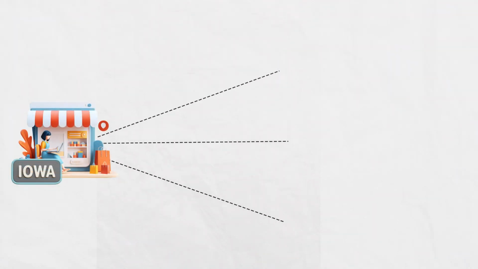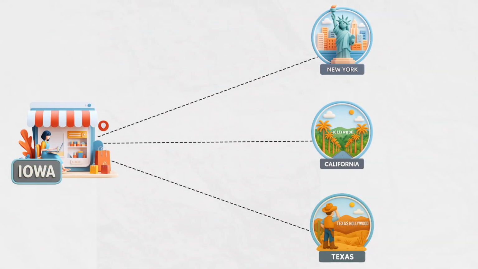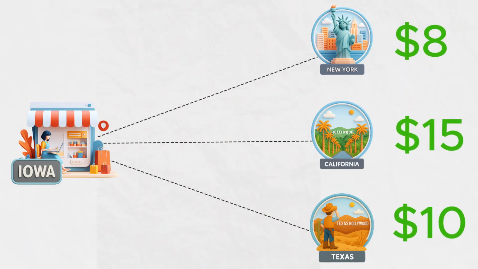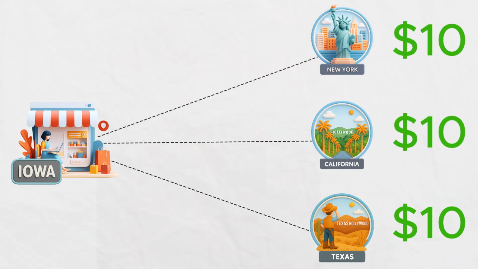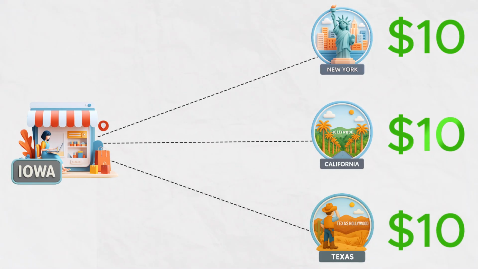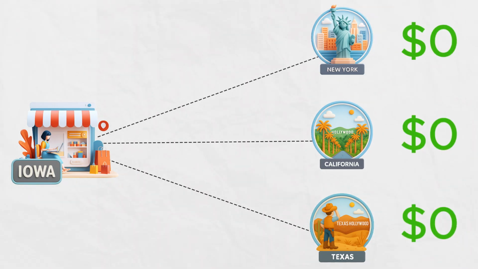For example, let's say my store is based in Iowa, and I'm shipping a bunch of products to a few different states across the USA: New York, California, and Texas. As you can imagine, these places are far apart, and normally the shipping cost to each state would be different. So now I want to keep things simple. I want all of them to have the same flat rate, $10. And I also want to offer free shipping if the customer meets a certain requirement, as they spend or order enough of an amount.